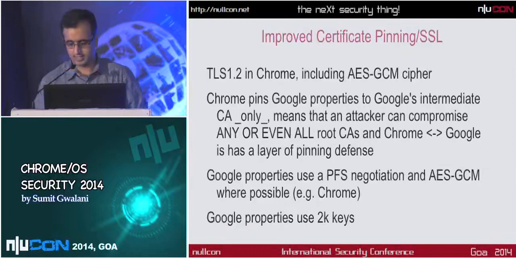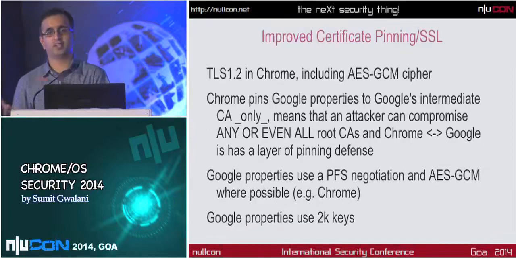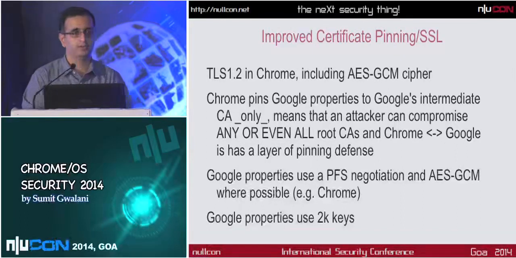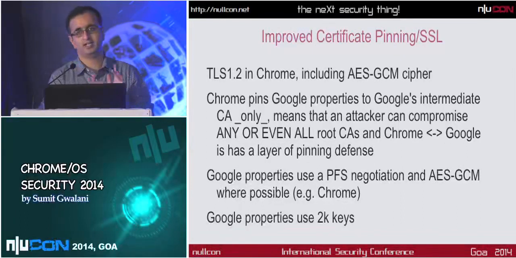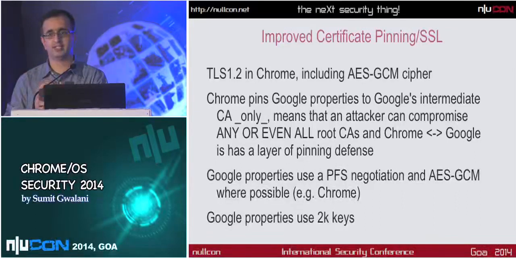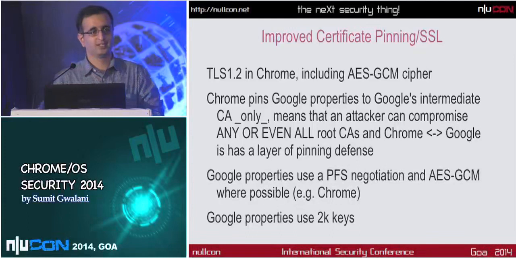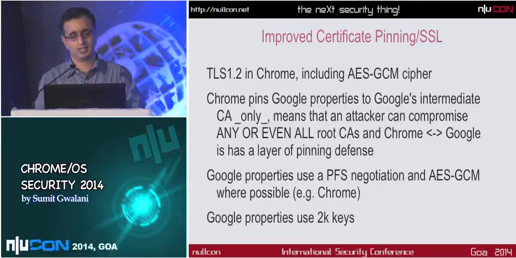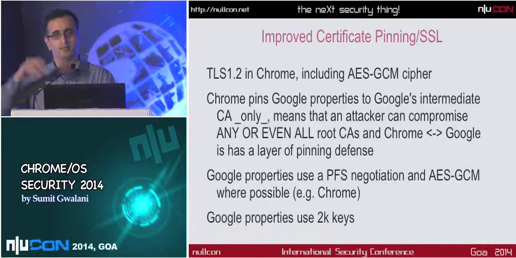So the next one is improved certificate pinning in SSL. I talked about stuff that we had done in the past with HSTS, and we also had pinning. So you could actually say that only these 2-3 root CAs are valid for a particular domain. But what we were worried about, especially when you're accessing Google services, is what happens if my root CA gets compromised, right? We have seen that, right?